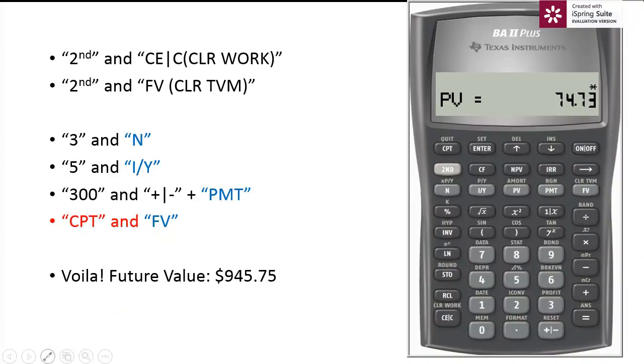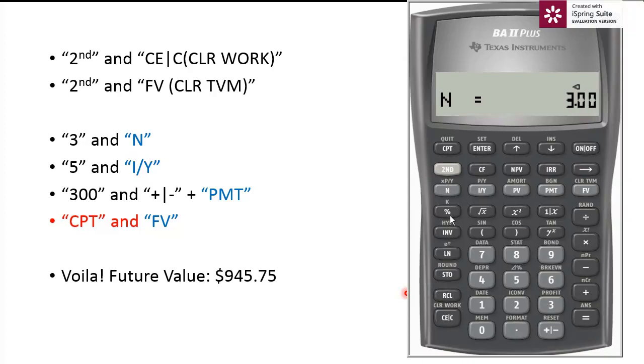Let's practice with our BA2 Plus financial calculator. Let's clear all previous work by using the second key, which changes the key functions to the yellow notations above each key. So we'll hit second and then CE|C to clear all previous work, and second and FV to clear all time values. To solve this question, first hit 3 and then N for the number of periods.